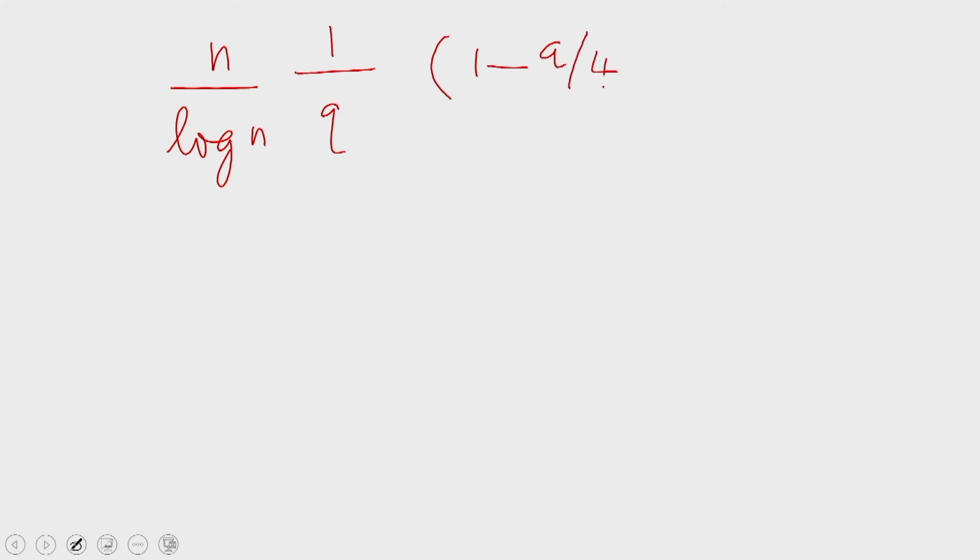Now, we know that we started with an initial weight of n by log n times 1 by q. If we continue this for t steps, after t steps we will have a total weight of (1 minus q by 4) power t. Let us take t equal to 5 log n.